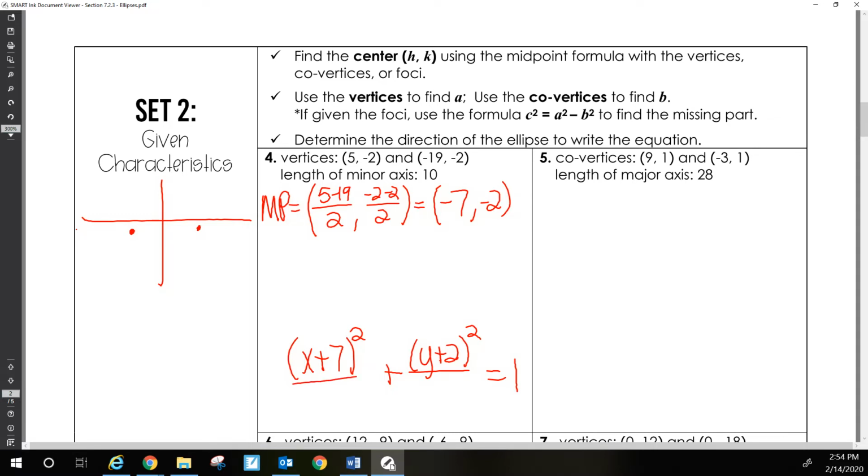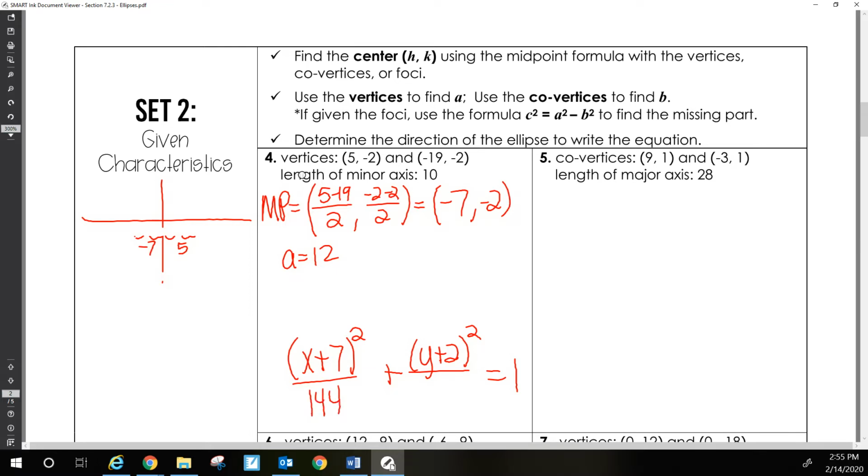So we can find a because we can know the length now between one vertex and our center point. So if my vertex is at 5 and my center is at -7, what's the distance between 5 and -7? Well, this distance is 5, that distance is 7. Together, that would be a total of 12. So our a value is 12, which means under x squared, because we know if this is my major axis then it's going to be horizontal. So a squared would be 12 squared, which is 144.